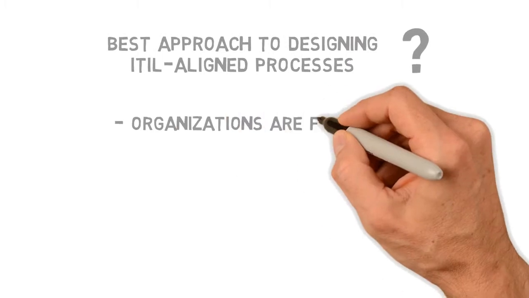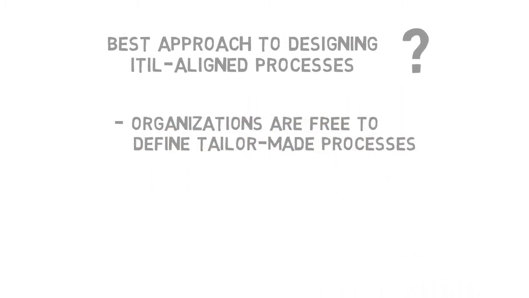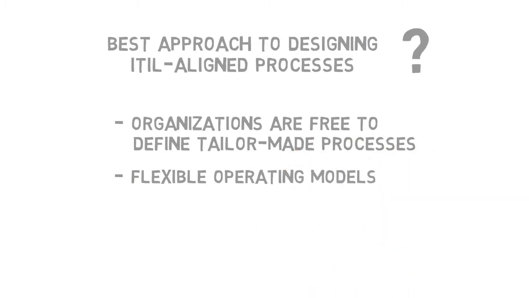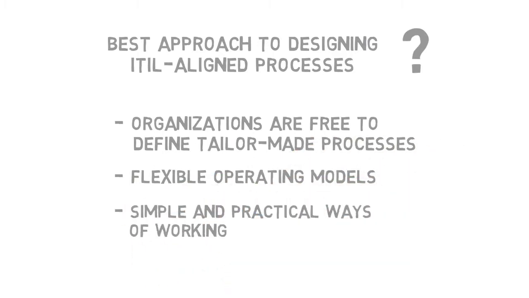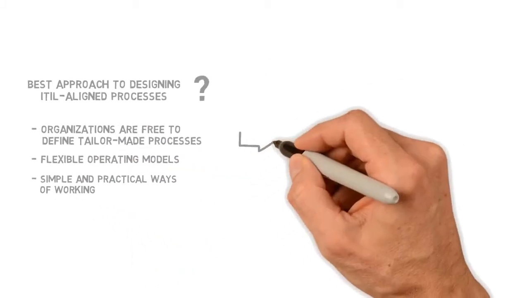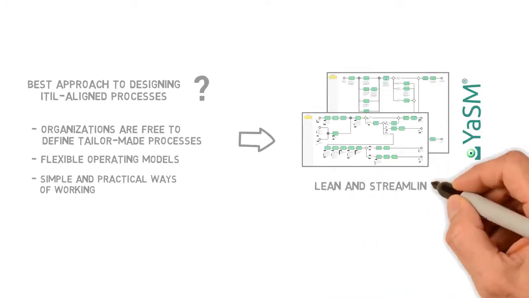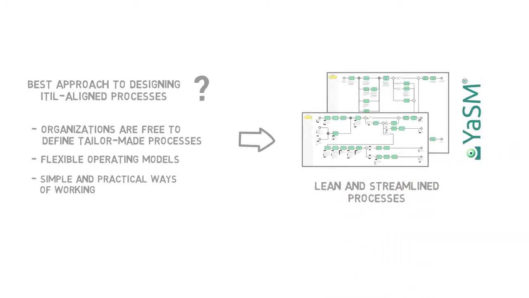ITIL 4 says organizations are free to define tailor-made processes, and I think if organizations are to adopt flexible operating models and keep things simple and practical, they need to avoid complexity and adopt a somewhat lean and streamlined set of processes that is not too difficult to understand. And the processes should preferably be in line with an industry standard.